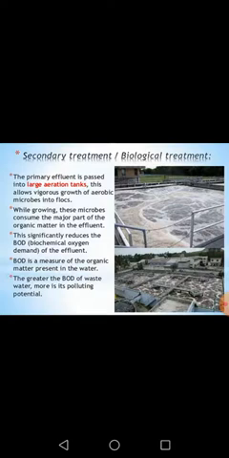Now what happens in the secondary treatment? In the secondary treatment, the primary effluent, meaning the supernatant liquid over the primary sludge, is passed into a large tank, and this tank is called the aeration tank. In the aeration tank, various aerobic bacteria are present, which will attack the organic material present in the primary effluent. While growing, these microbes consume a major part of the organic matter from the effluent, and slowly the biological oxygen demand reduces.